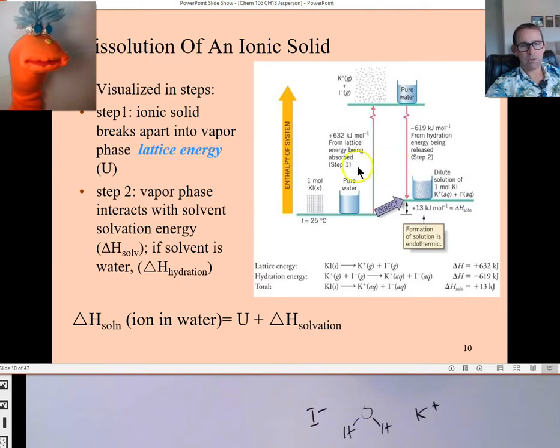Have you ever done that before? Have you ever mixed a solid with a liquid and then felt that it feels cool? No, I haven't. Okay. I don't know if you've ever mixed a solid with a liquid and then felt that it gets hot, but that happens as well.